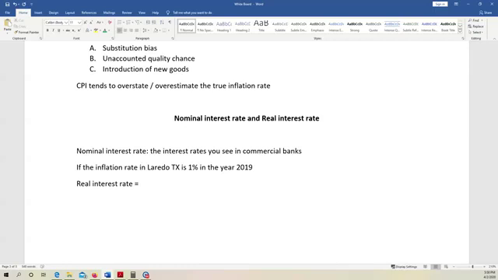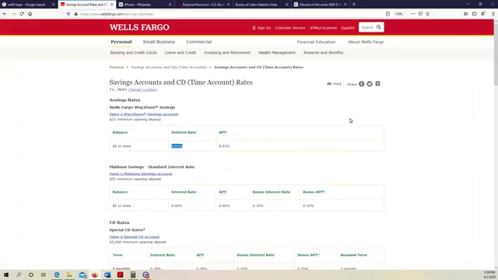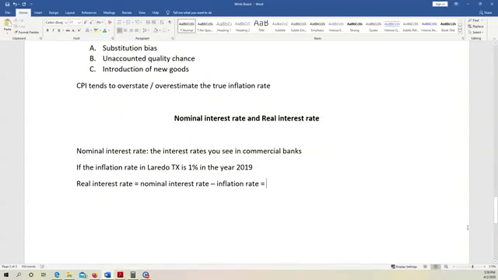There's a relationship among the three. So real interest rate equals nominal interest rate minus what? Inflation rate. In this case, for example, what's the nominal interest rate in Laredo, Texas for basic savings account? 0.01%. Minus, what's the inflation rate? Suppose we assume the inflation rate in Laredo is 1%. So minus 1%.